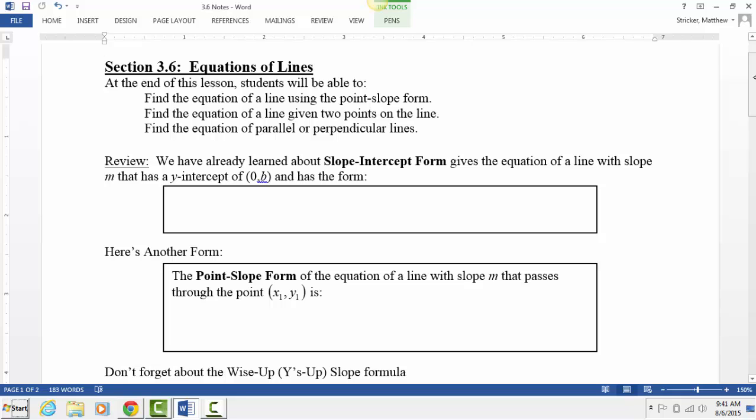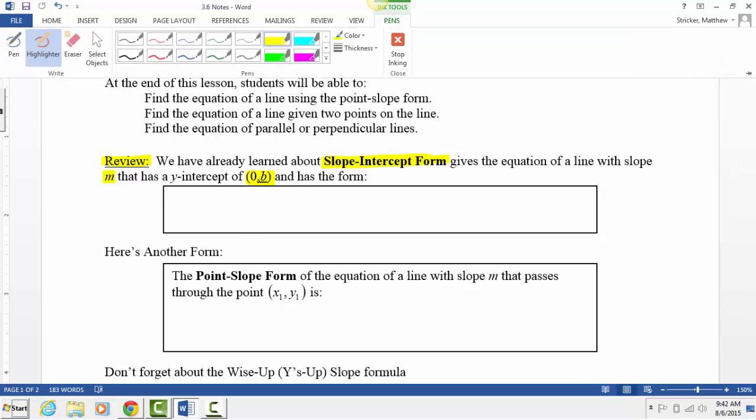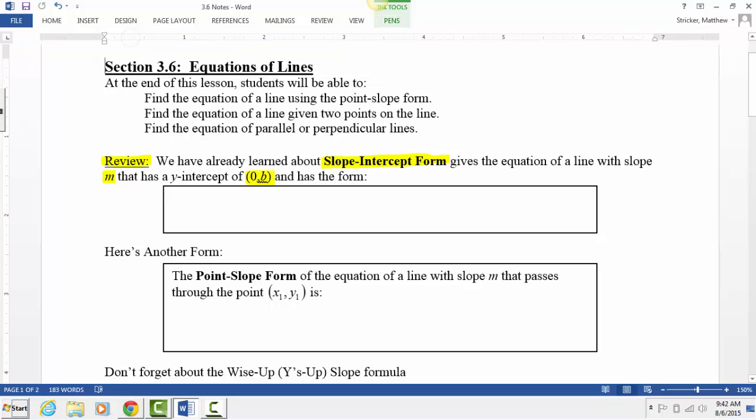So just to start off with a little bit of review, hopefully you remember what slope-intercept form is. Remember, it's the form that we want to use, especially when we have a slope m and we have a y-intercept given as the ordered pair 0, comma b. Remember, for y-intercepts, x is always equal to 0. What is that form? Can you write it in the box? Do you remember what it is? Hopefully you will remember that it's y equals mx plus b.